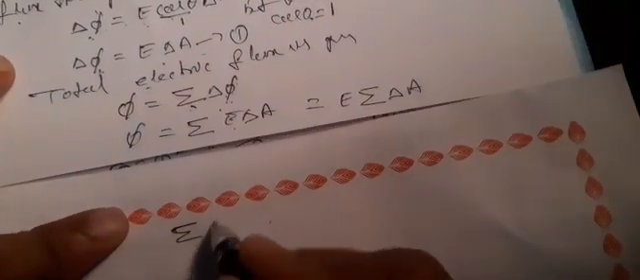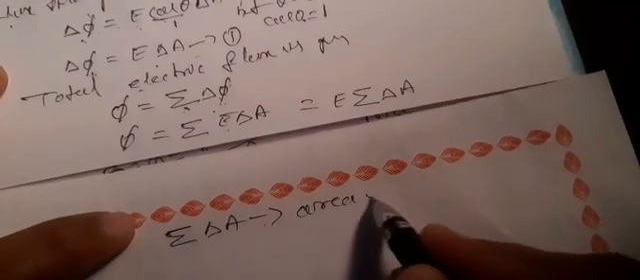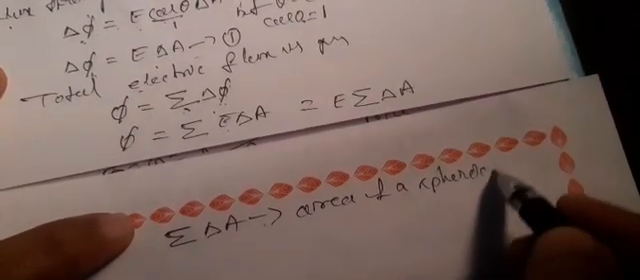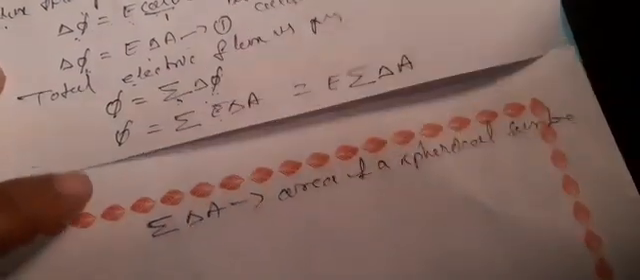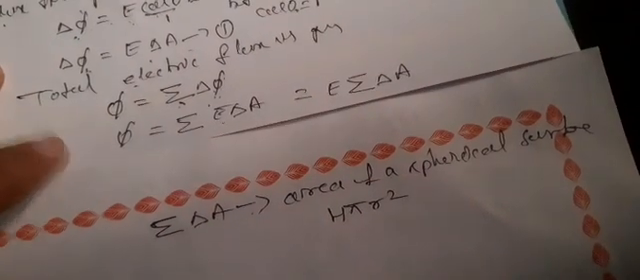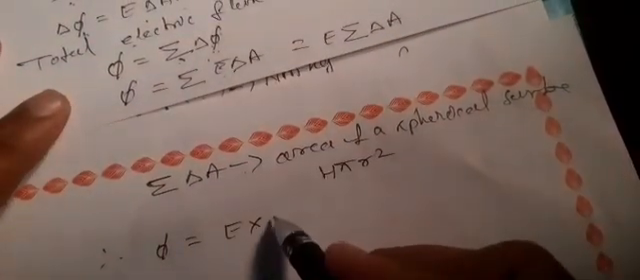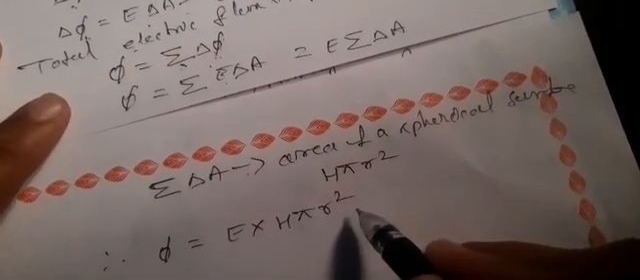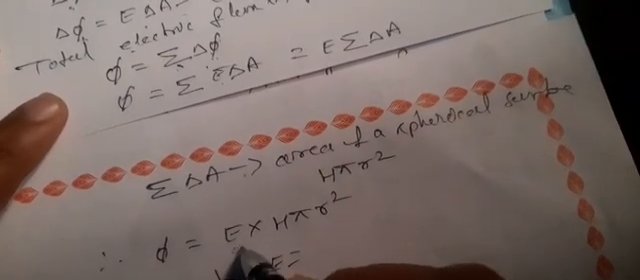But the summation delta A is called the area of the spherical surface, and its value is 4 pi r square. So the above equation is written as phi is equal to E into the surface area, that is 4 pi r square.